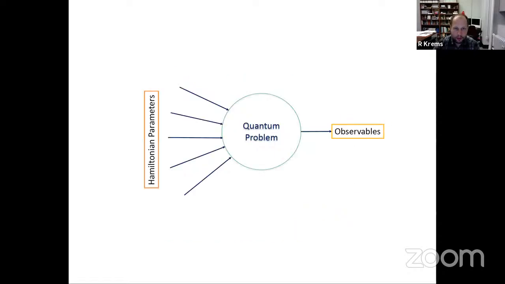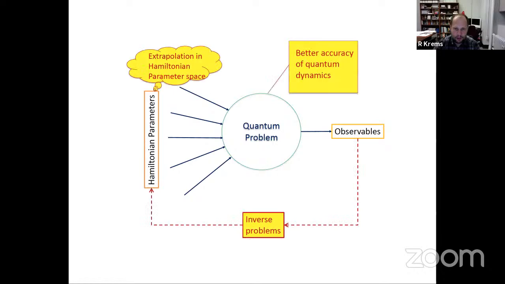Okay, now, what I tried to illustrate today is three applications of Gaussian processes with enhanced kernels that we build, like I showed you. The three applications I talked about were the extrapolation in the Hamiltonian parameter space, the improvement of the accuracy of quantum dynamics calculations, as well as the inverse problems.